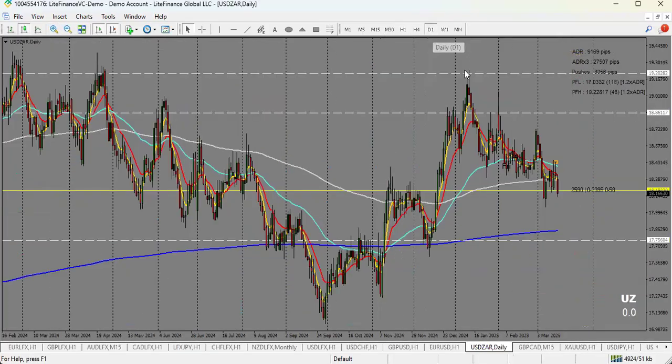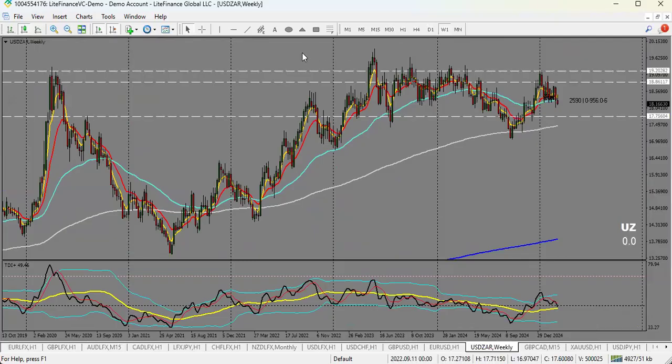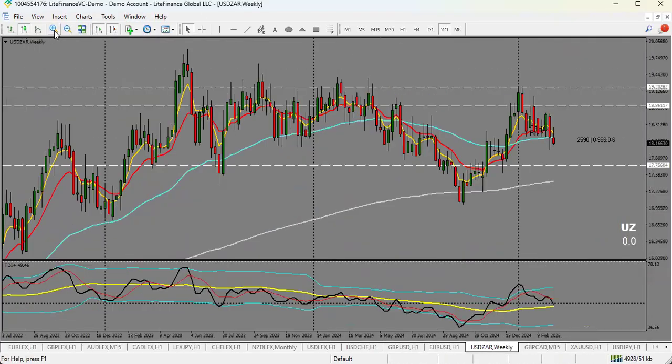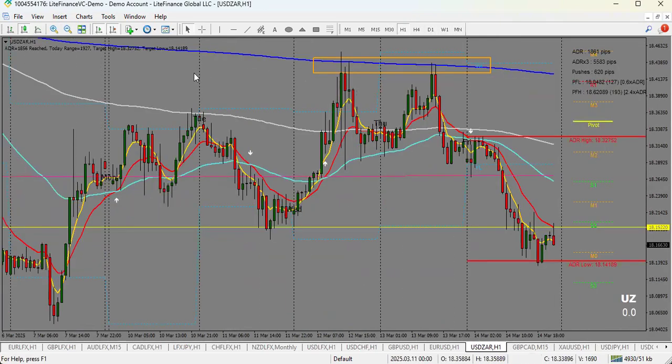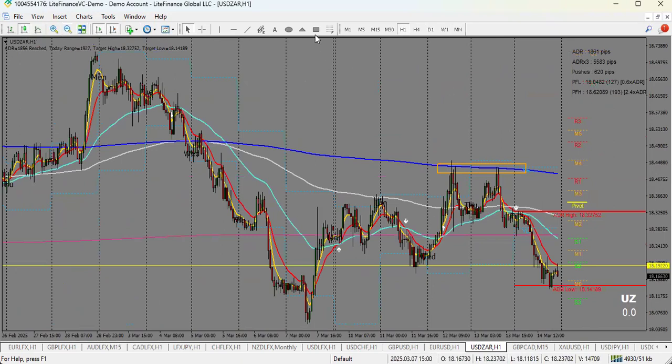Even on the daily time frame, you can see it has been the 50 EMA, and you can see price showing acceleration going down. The weekly time frame is the same. You can see price rallying going down. So our anticipation still holds. So we should be expecting USDZAR to sell.